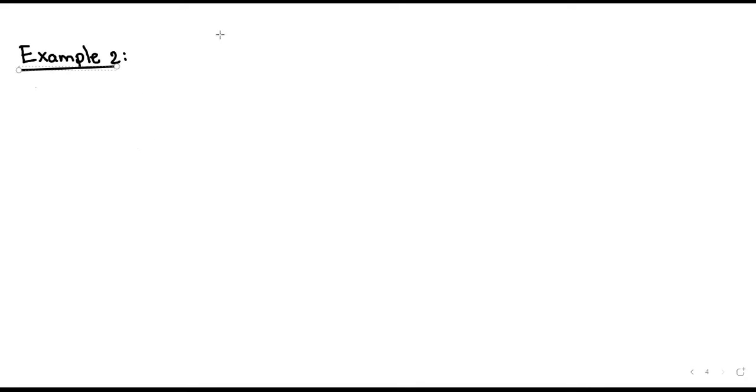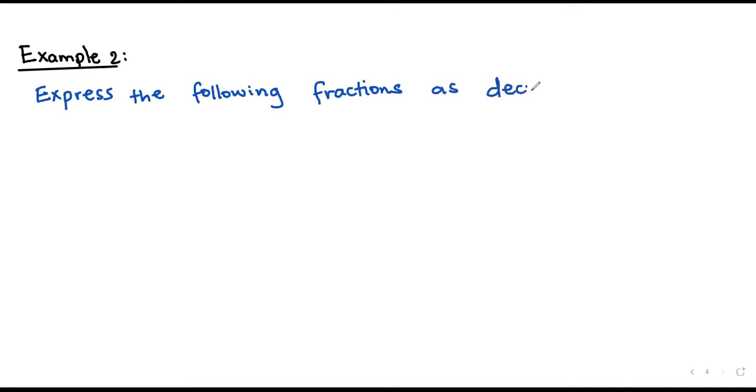Okay, let's express the following fractions as decimals. Let's have A as a third. You can also call it 1 out of 3.